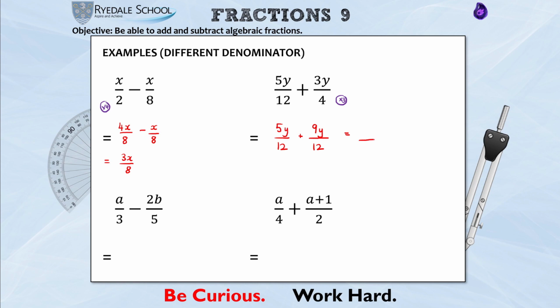Now that the denominators are the same, I can add the numerators. If I had 5y and another 9y, well, altogether that is 14y. You might have spotted that this fraction can simplify. We can divide the top and the bottom by 2. So I can write this one as 7y over 6.